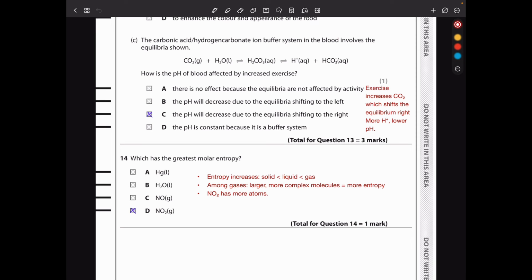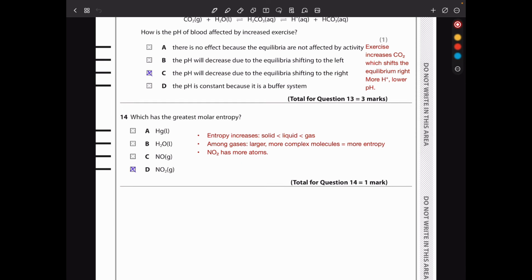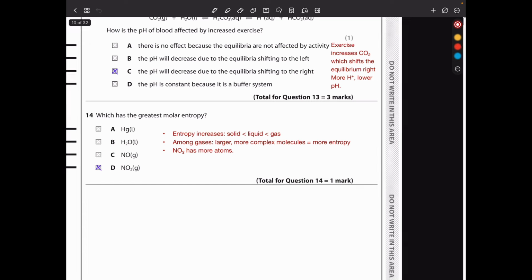In question 14, which has the greatest molar entropy? Molar entropy increases from solids to liquids to gas. So since we have gases, I'm going to exclude the liquids. And among these two, this one has more number of atoms, more number of electrons, and therefore more disorder, so the entropy will be the greatest.